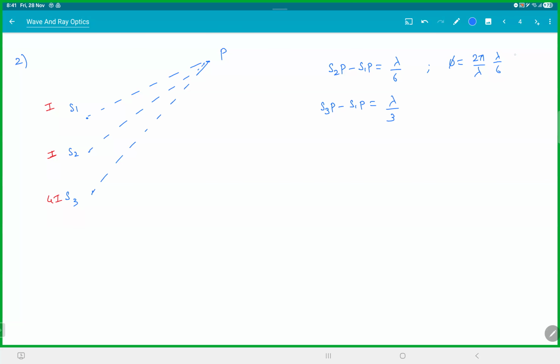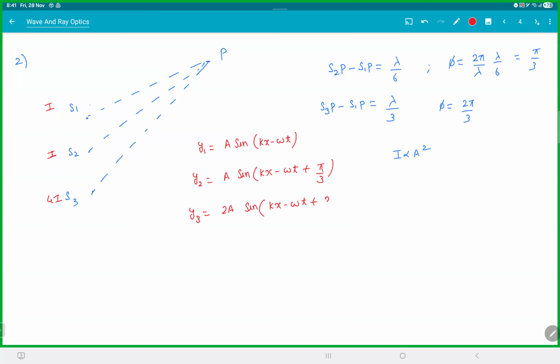So 2 pi by lambda times lambda by 6, and that would be pi by 3. The other will give you a phase difference of 2 pi by 3. And we also know I is proportional to amplitude squared. That means for the first source, y1, the amplitude is A sin(kx minus omega t). For the second source, the amplitude is also A because the intensity is the same, but you have a phase angle of pi by 3. For the third one, the intensity is 4I, that means the amplitude is double, and the phase angle is 120 degrees.